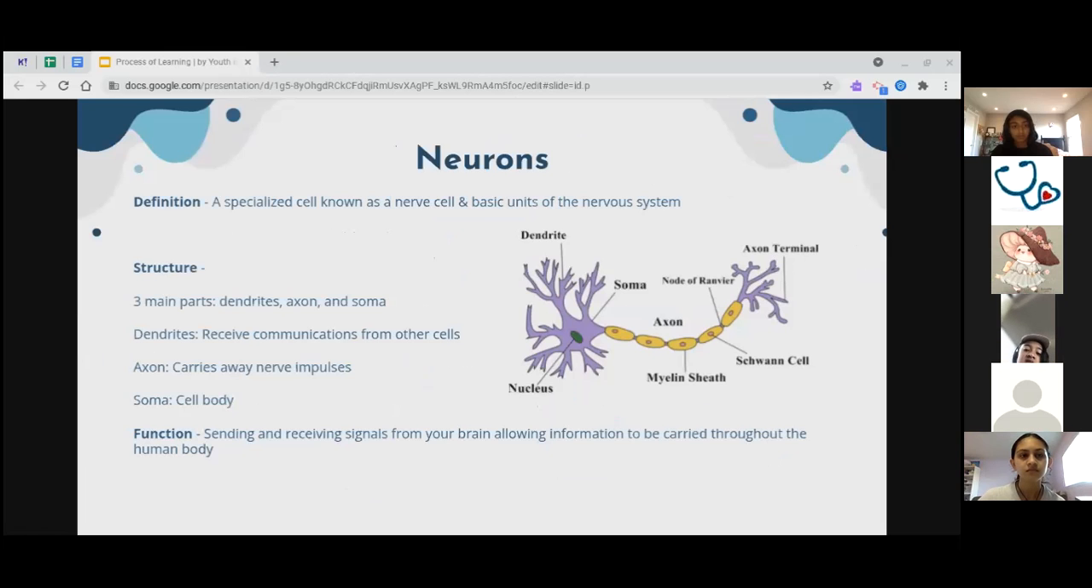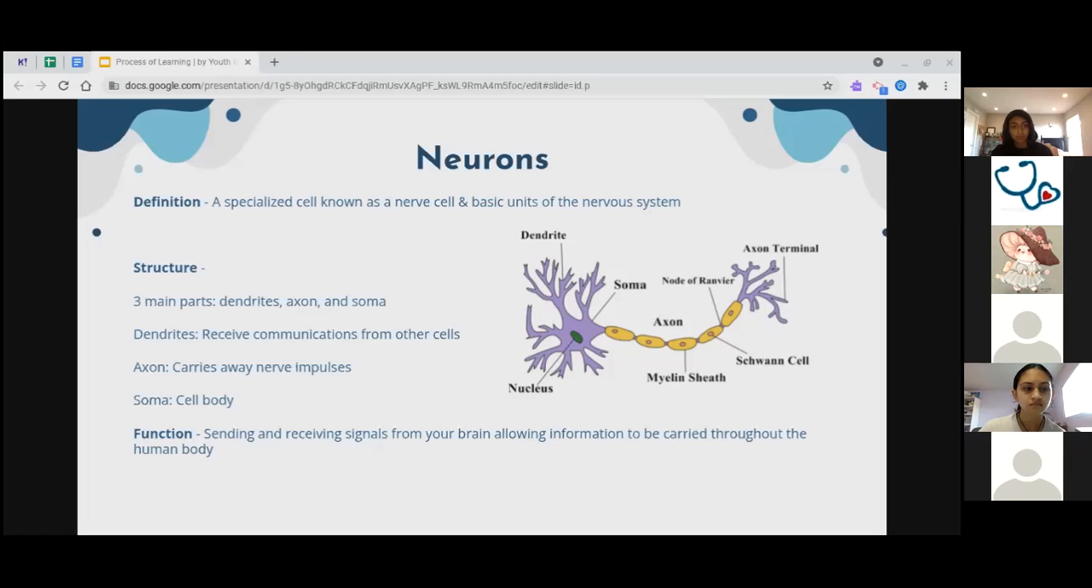The three main parts of the structure are the dendrites, axon, and soma. The dendrites receive communications from other cells, while the axon carries away nerve impulses. The soma is the cell body and is home to the nucleus. The rest of the parts of the neuron are still critical parts in a neuron's function. The myelin sheath is an insulating layer. The node of Ranvier is a gap, and a Schwann cell is a main glial cell of the nervous system. And the axon terminal releases neurotransmitters that relay signals.